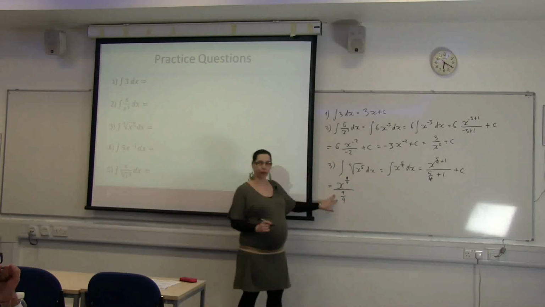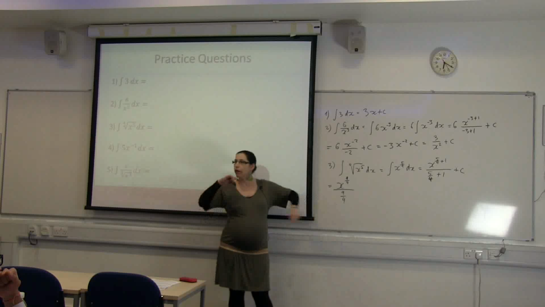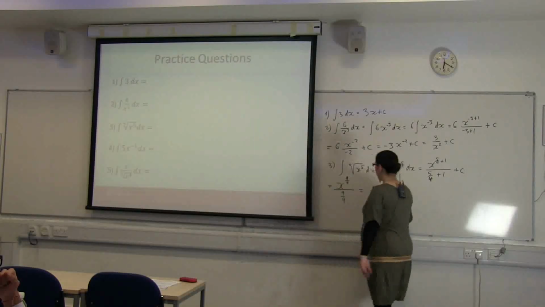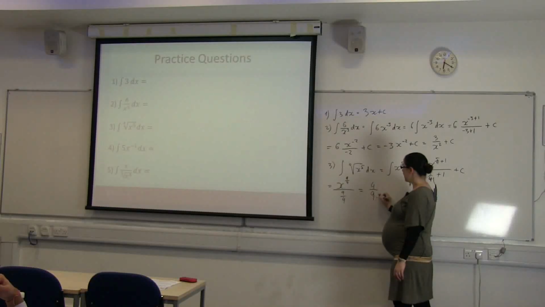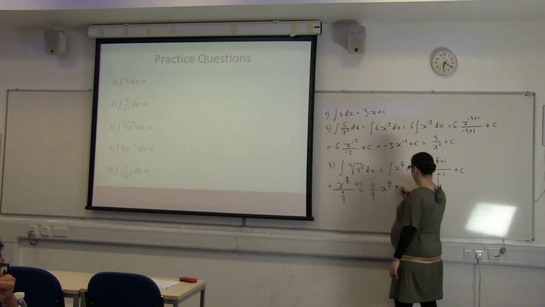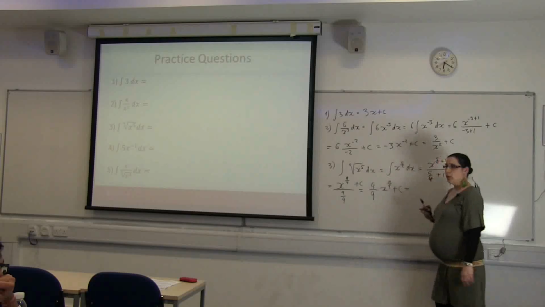Now how do you divide by a fraction? Flip it around and multiply it, so you multiply by the reciprocal. So this is actually going to be 4 over 9 times x to the 9 over 4. Oops, I forgot the plus c, which is going to happen to you all the time as well.